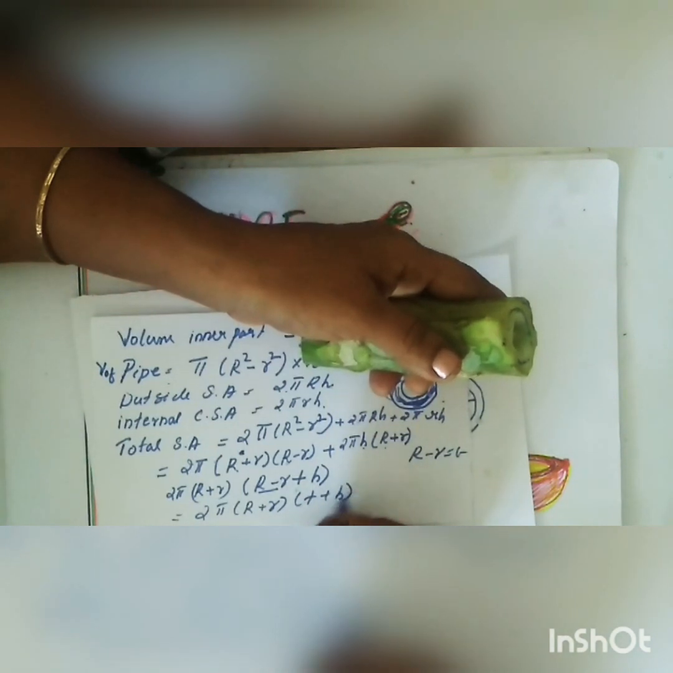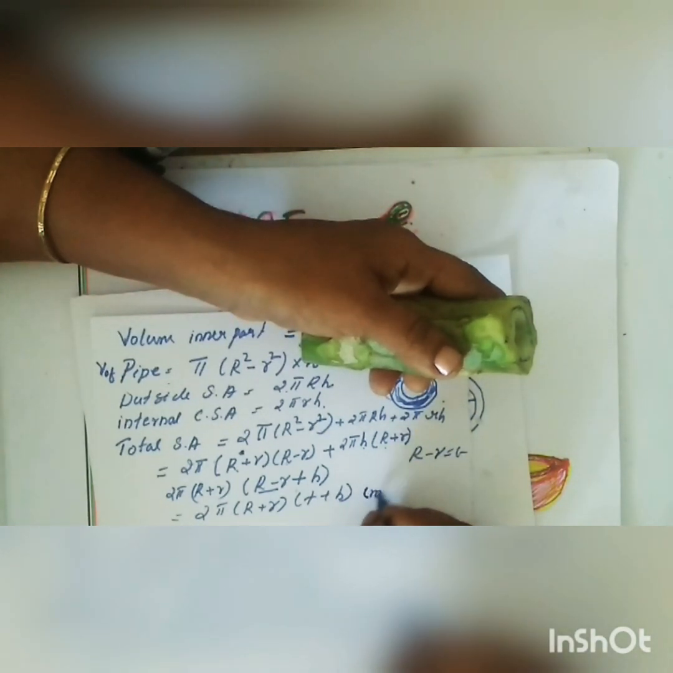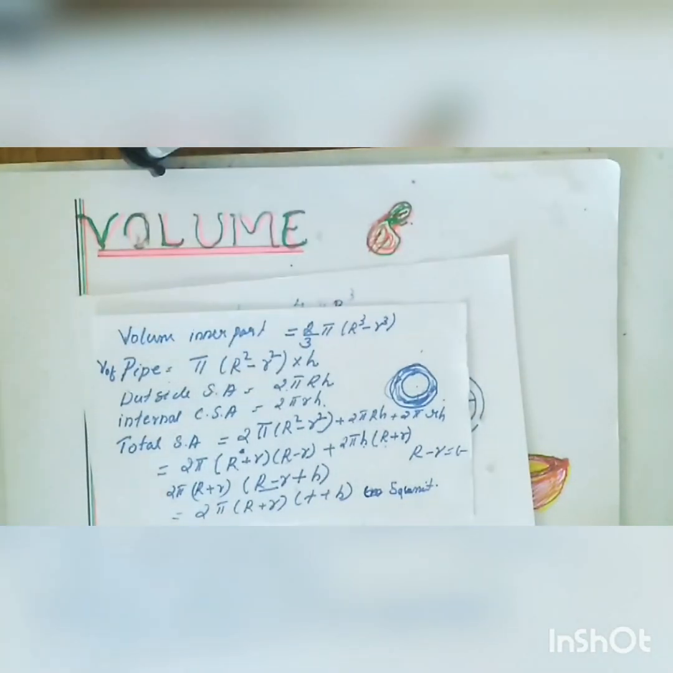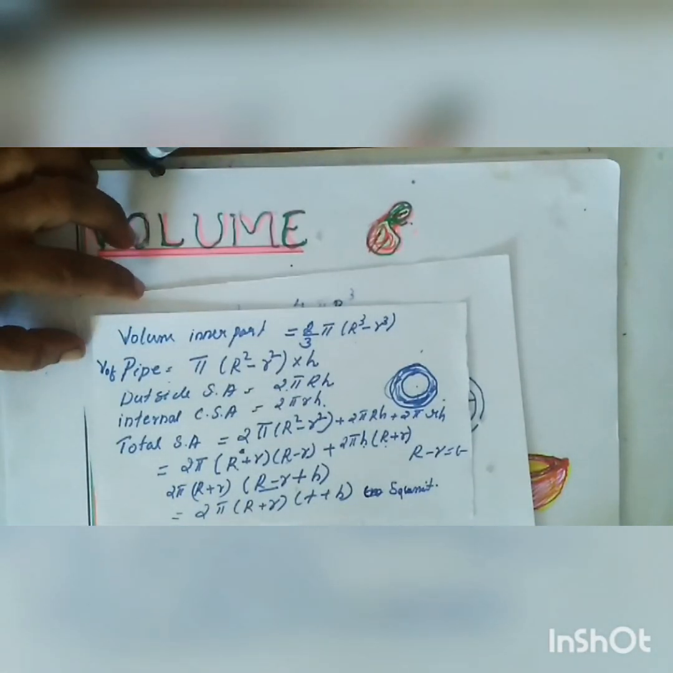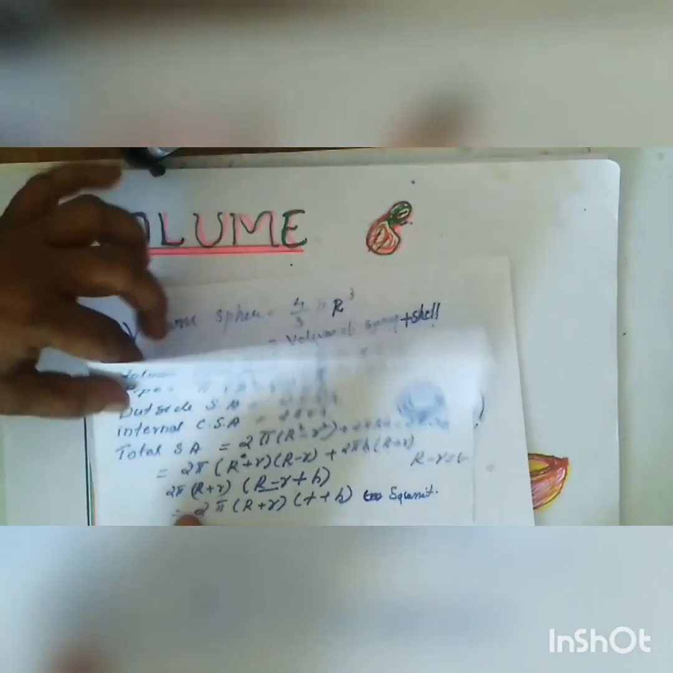This can be expressed in cm square or square units. The symbol is square unit. This is the total surface area of this stand.